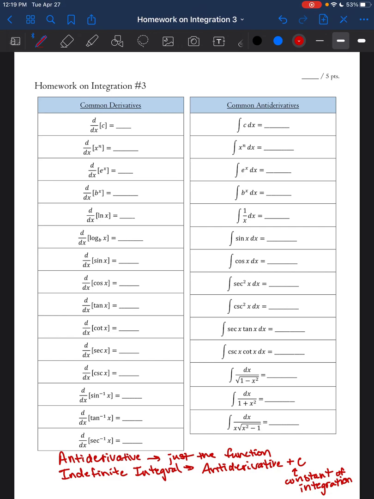So let me go ahead and jump into this. These are common derivatives and antiderivatives that hopefully everyone will know by the end of this. So remember, if we take the derivative of any constant, any number by itself, we should always get 0. If I integrate any constant, any number by itself, we should get c times x plus my constant of integration.